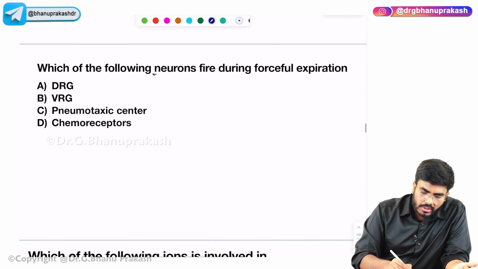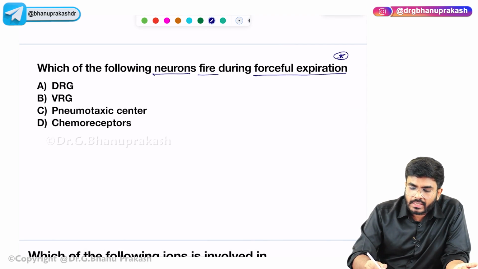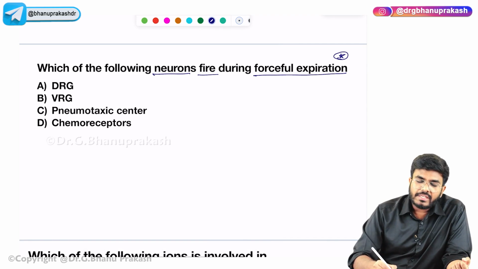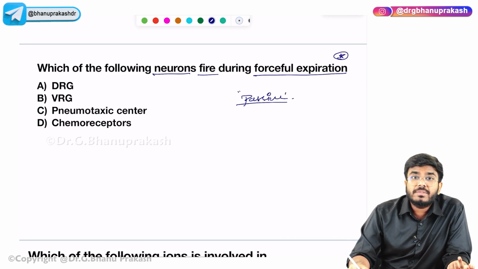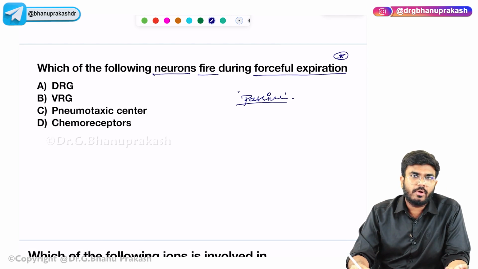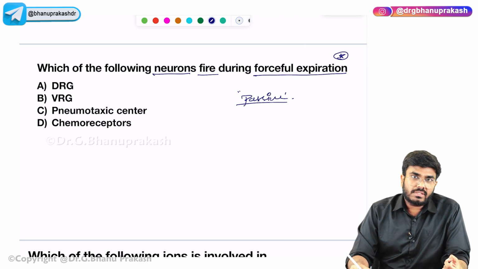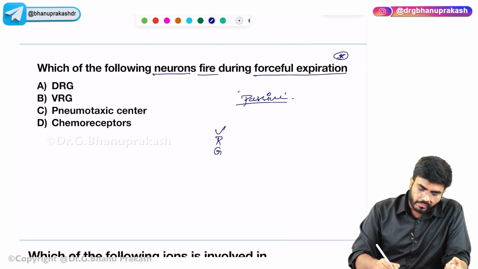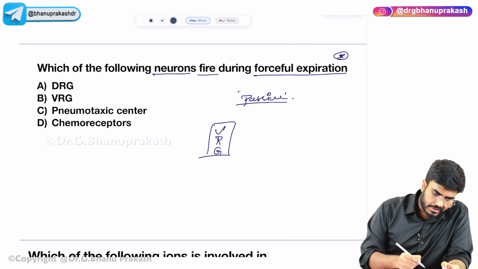Which of the following neurons fire during forceful expiration? I have told you, expiration is a passive process, but forceful expiration is active. You require two muscles, transverse abdominis and rectus abdominis. And which group of neurons is helpful in this process? The ventral respiratory group, VRG. The ventral respiratory group fires only during forceful expiration.